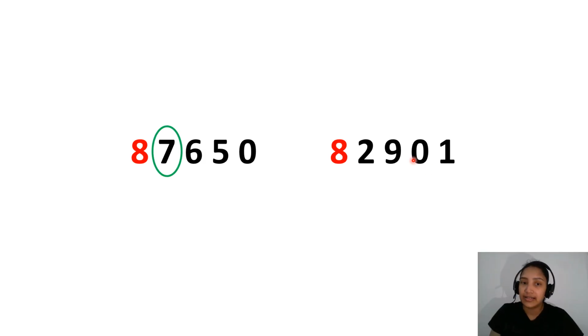Let's see, second digit in the first number is 7. And what about the second digit in the second number? It is 2. So you can compare this because these two are different. So you have to compare whether this 7 or this 2 is greater. Without any doubt you can say 7 is greater, isn't it? So we have to put a greater than symbol. That means 87,650 is greater than 82,901. Do you understand? Like that you have to solve the remaining problems.